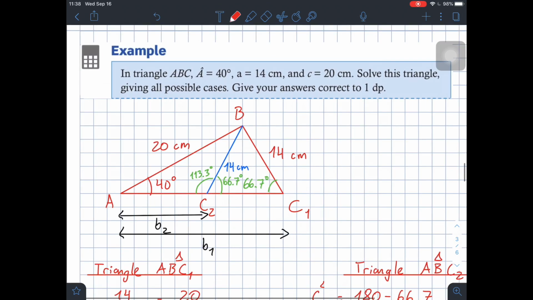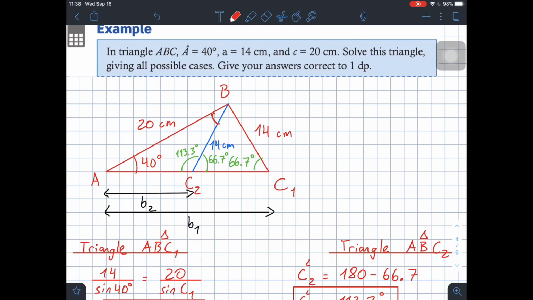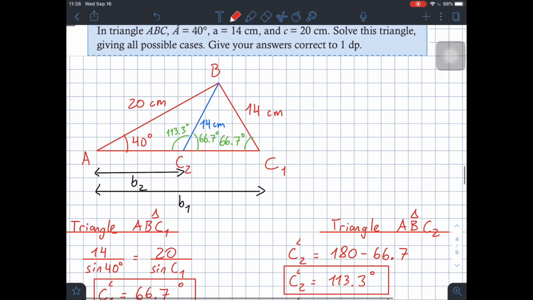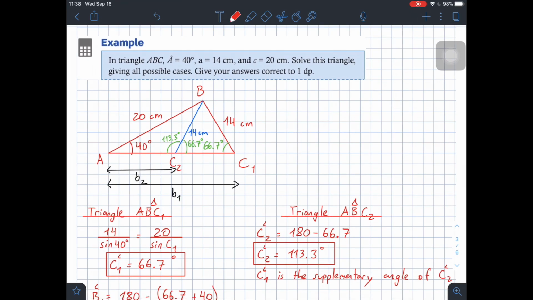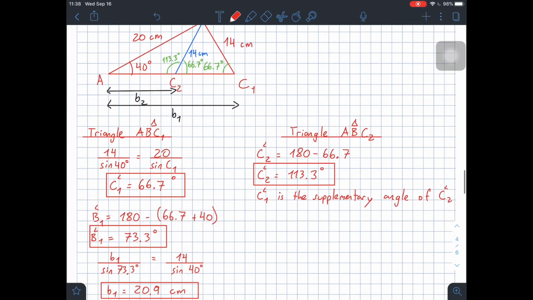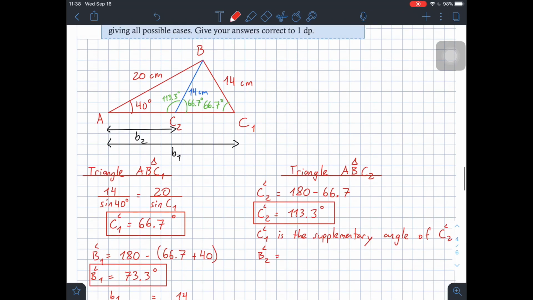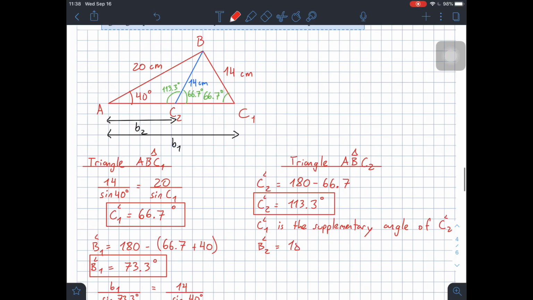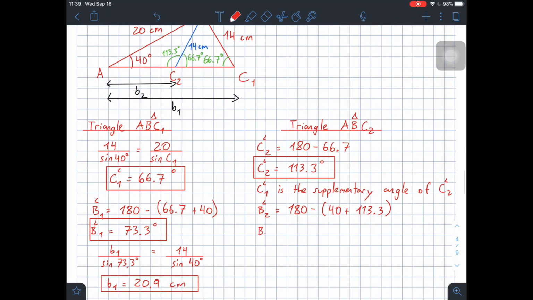So we're looking for, first of all, the angle B. We're going to call this B2, and then we're going to find side B2. Okay, so angle B2. To find this angle, we already have the other two angles, so I can do 180 minus the addition of both, 40 plus 113.3, and we're going to get angle B2, which would be equal to 26.7 degrees.